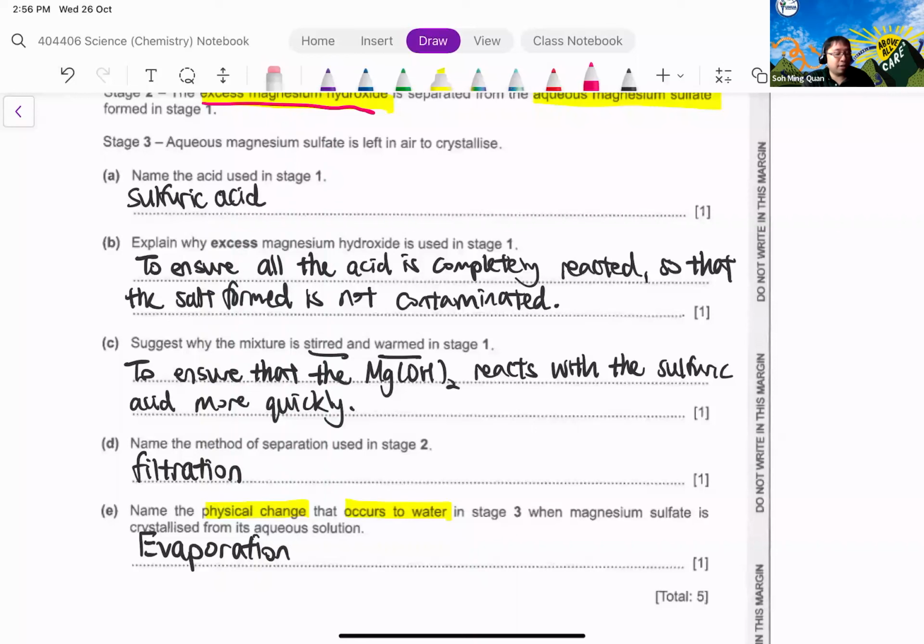Now, the difficult one is actually the last part. Many students got tricked. They just wrote down crystallization, which is wrong. You are not crystallizing water. You're evaporating the water. All right. So that is question 5, salt preparation. If you have lost marks here, you need to revise salt preparation again. Now, question 6. Let's quickly go on to question 6.